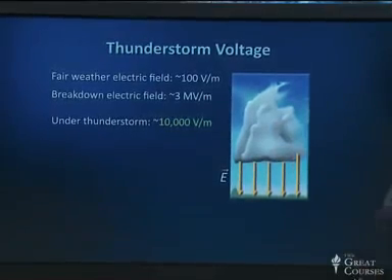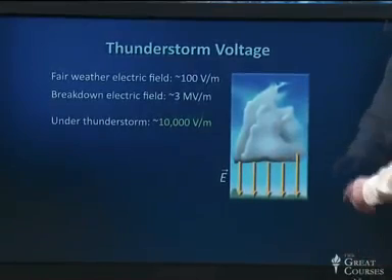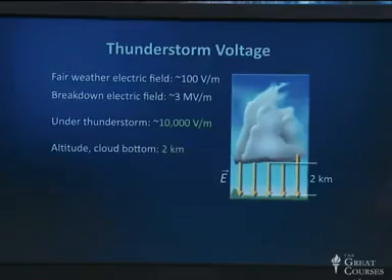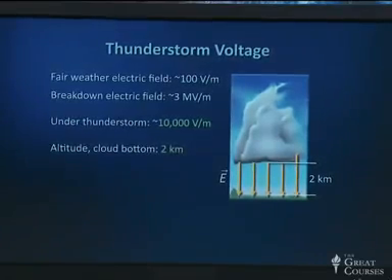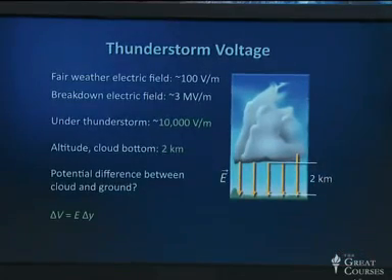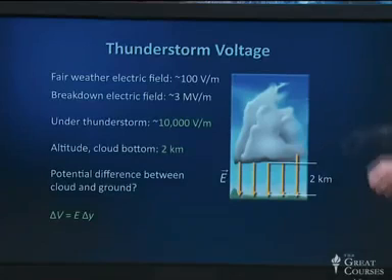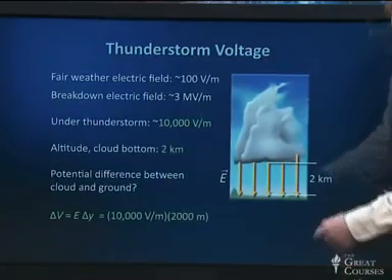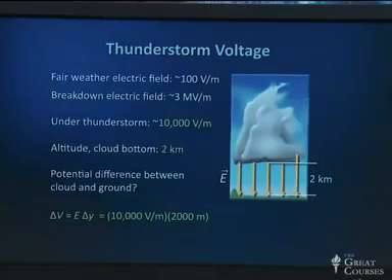And there we are. And the question now is, what's the voltage between the bottom of that thundercloud and the surface of the Earth? So let's assume the altitude of the cloud bottom is typically about 2 kilometers. This is a really easy calculation. What's the potential difference between the cloud and the ground? Delta V was the electric field multiplied by the distance, in this case delta Y because it's vertical. That's about 10,000 volts per meter multiplied by 2,000 meters. 20 million volts, 20 megavolts.